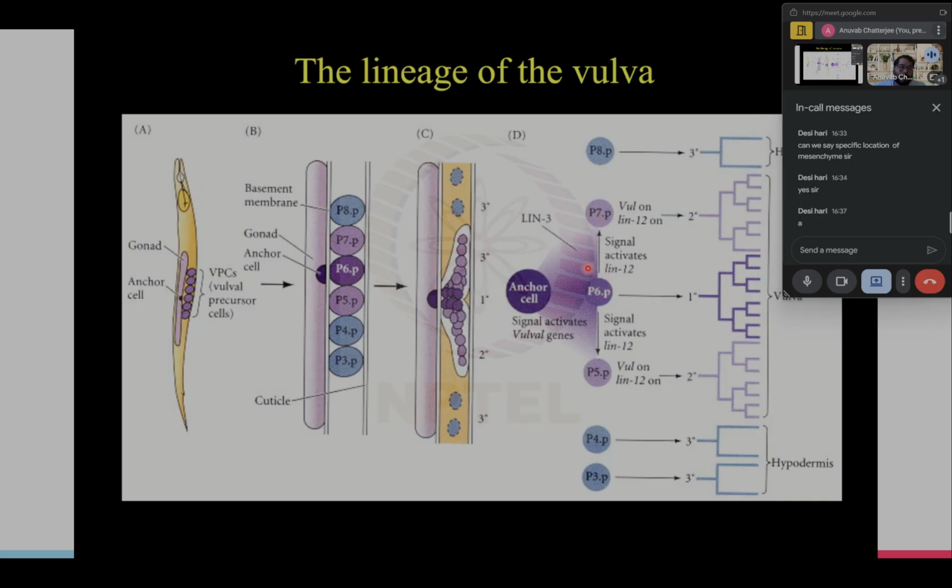Then via juxtacrine signaling between P6.p and P7.p, and P6.p and P5.p, it causes them to form the secondary fate. And the cells which are the furthest, which have received no signal from the anchor cell, form the tertiary fate. So the anchor cell sends out a paracrine signal. The cell which receives the most causes the other ones to form secondary cell fates while it becomes the primary, and the cells which are further apart, which do not receive the paracrine signal, form the tertiary fate.